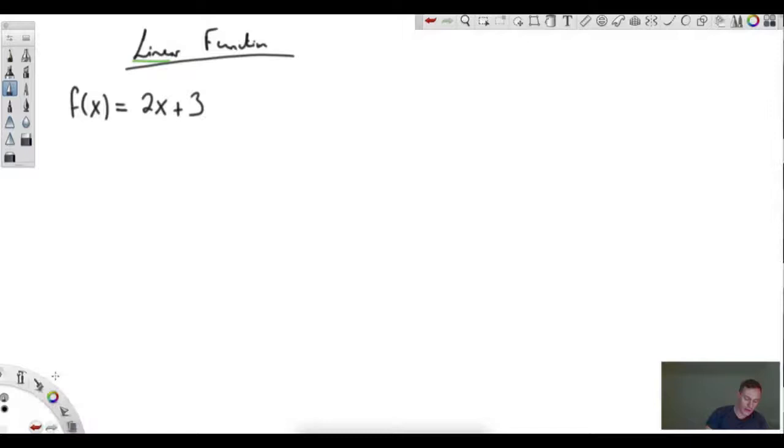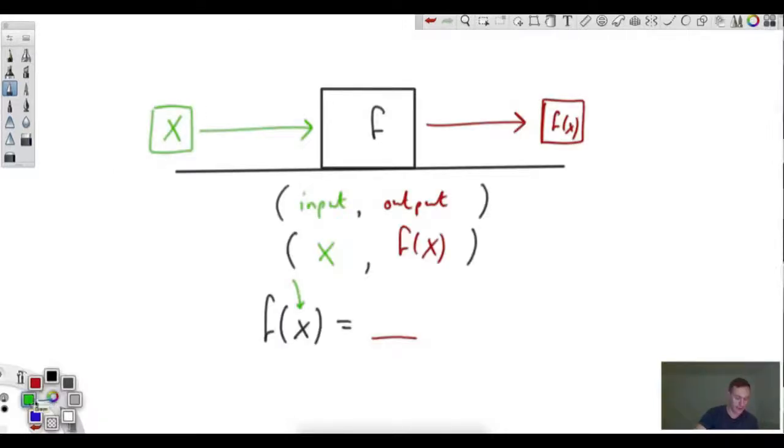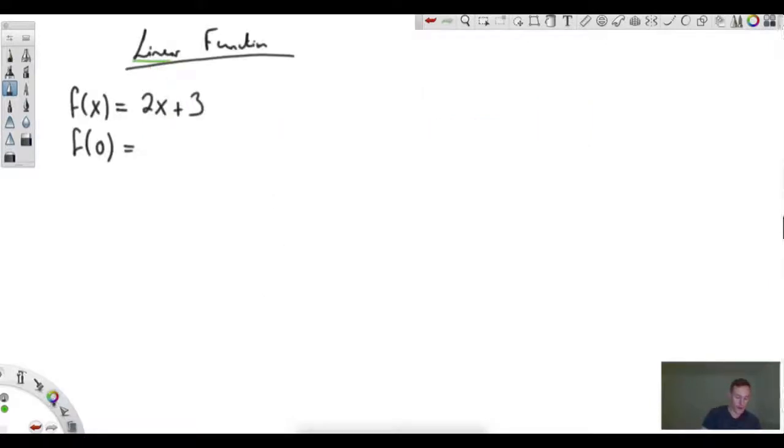Okay, so let's try it for a given example. So let's take f of 0. Okay, f of 0 means that the number coming into the machine here is a 0. So if we put a 0 into the machine, it's 2 times the 0 plus a 3. What's 2 times a 0 plus a 3?